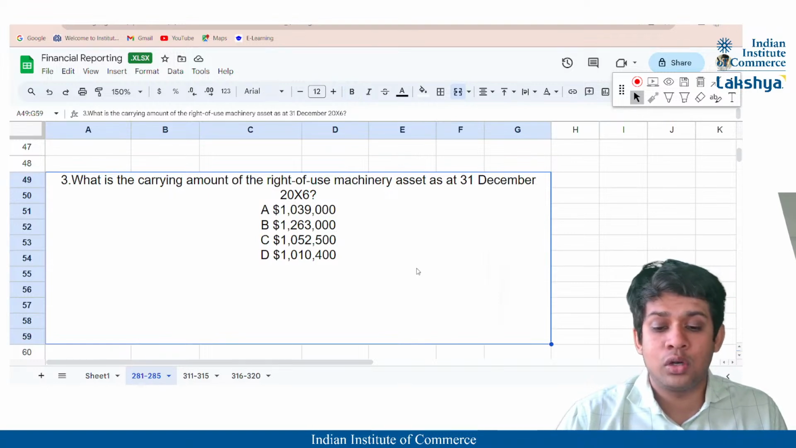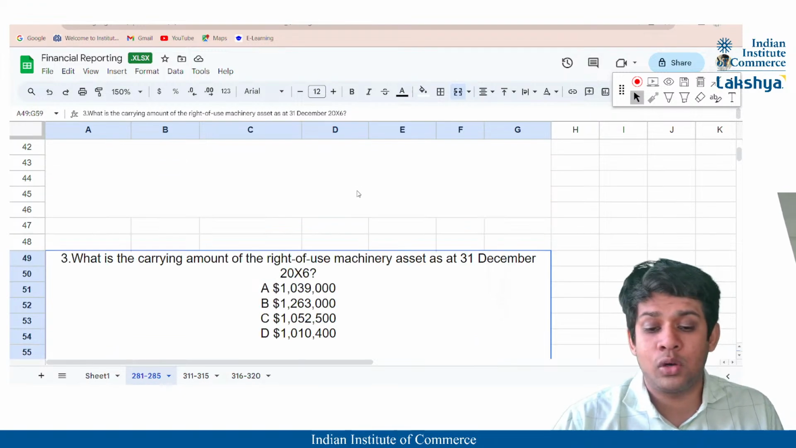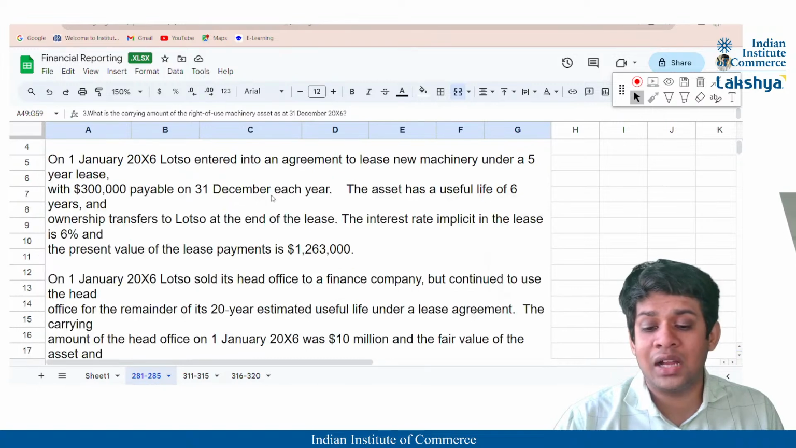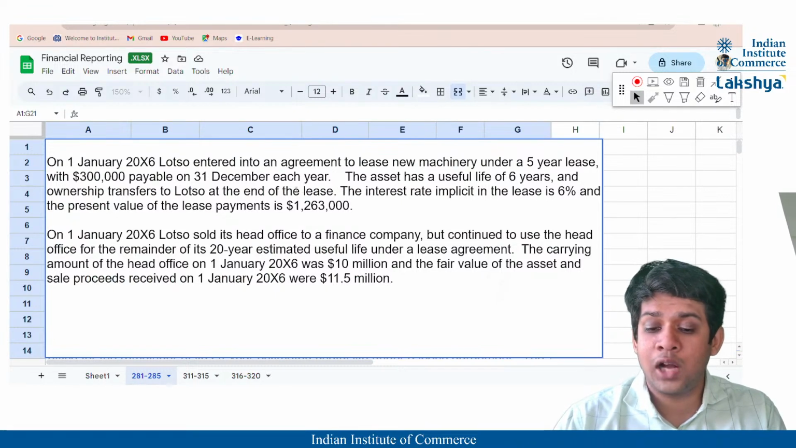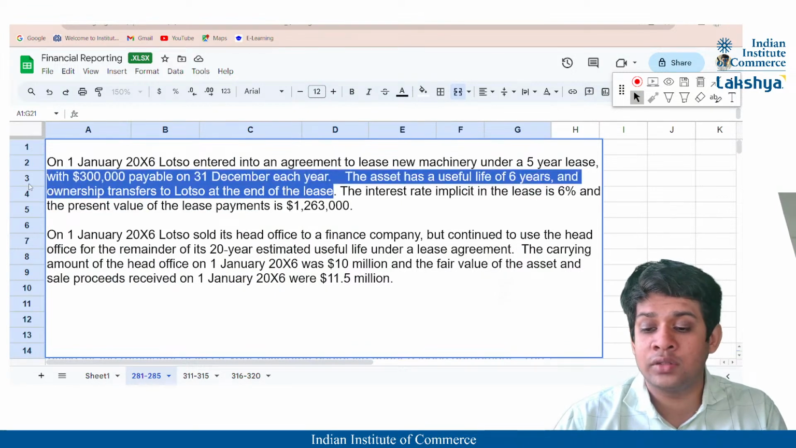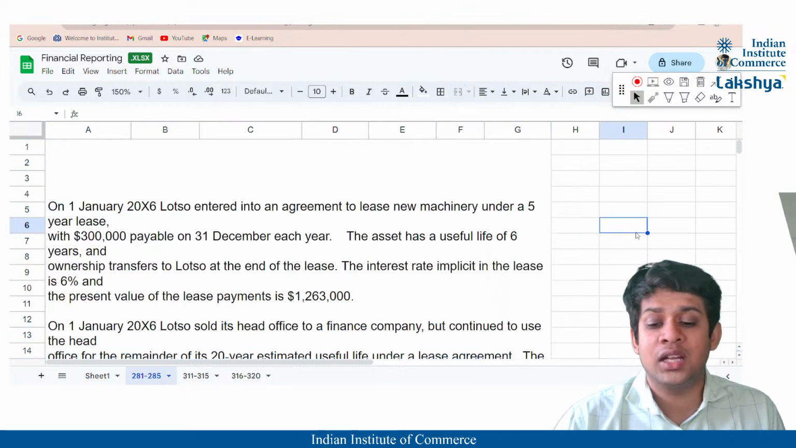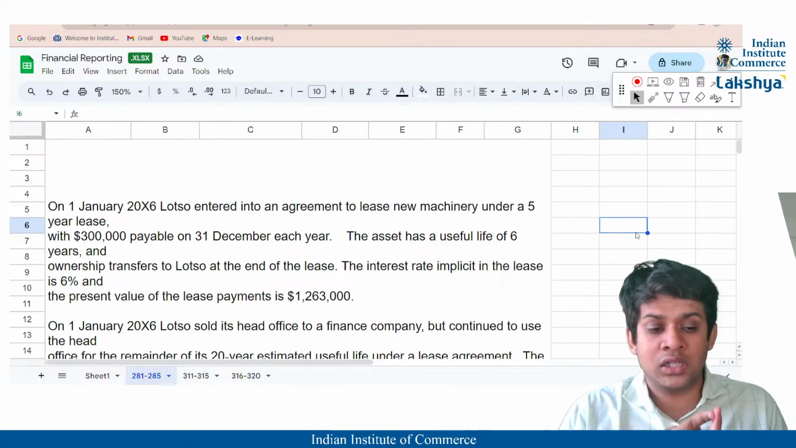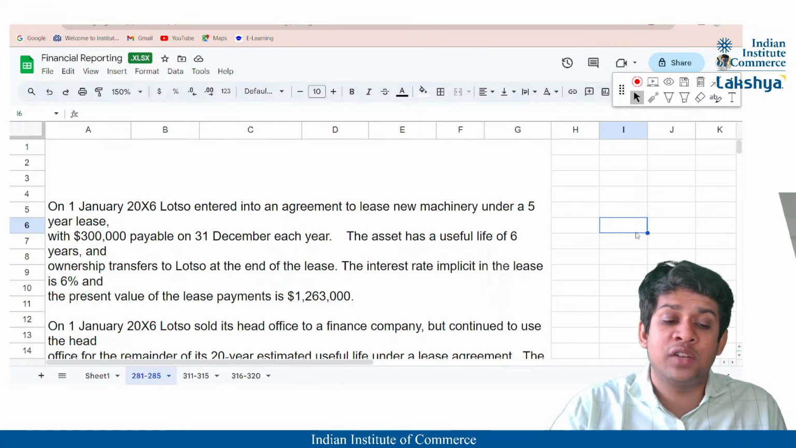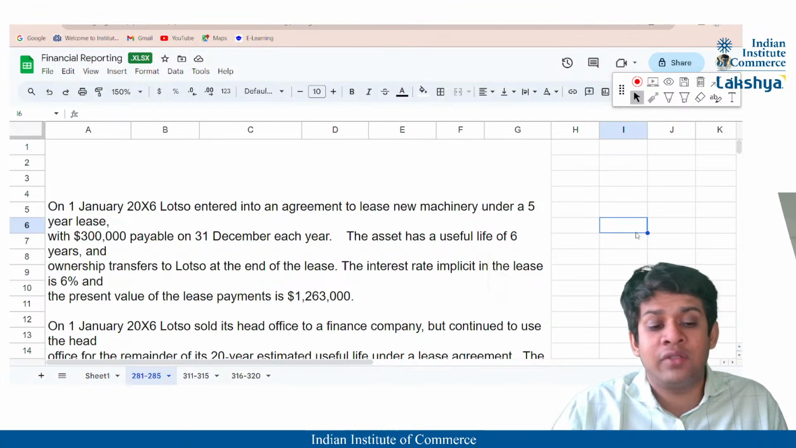What is the carrying amount of the right of use machinery asset as at 31st December 2016? Now we have to calculate the carrying amount. I told you guys that when we are dealing with this question, you have to see here that the ownership transfers to Lotso at the end of the lease. That means Lotso, being the lessee, is going to use the asset for the lease term. After the use of the asset for the lease term, he is going to keep the asset to himself. That means he has the asset forever.